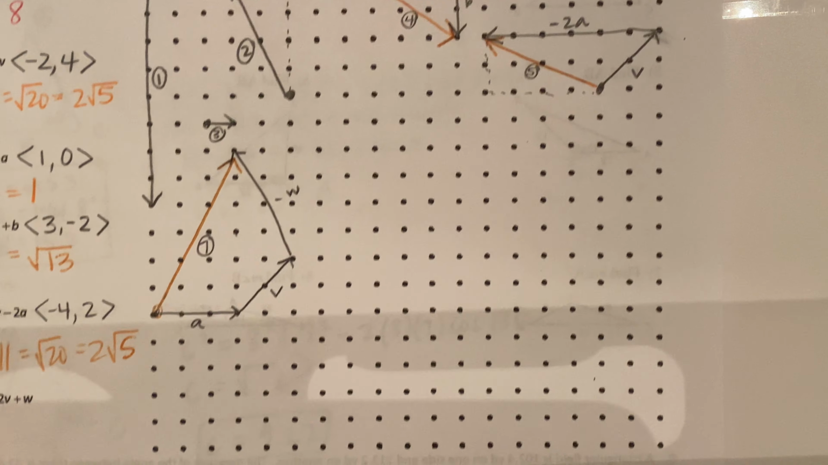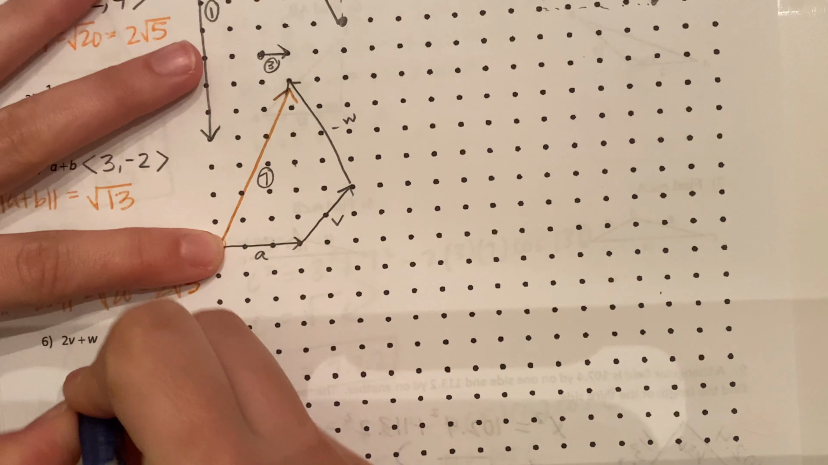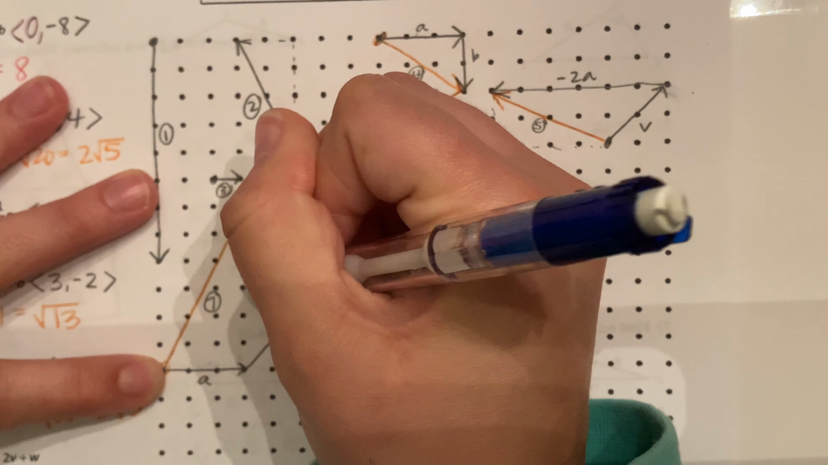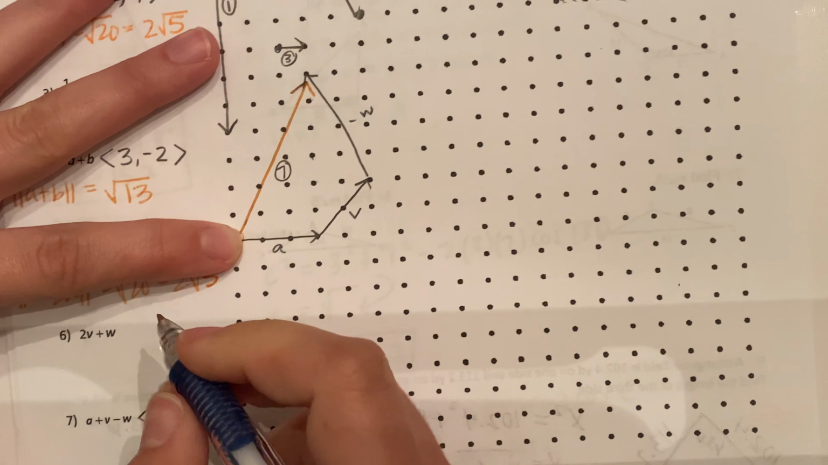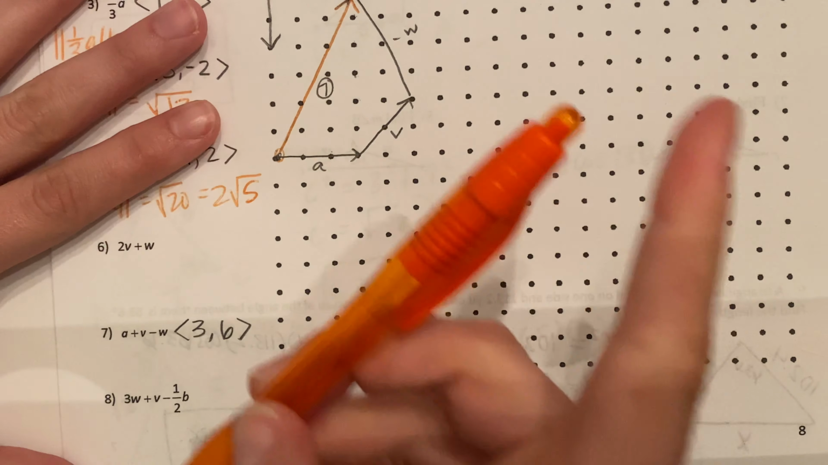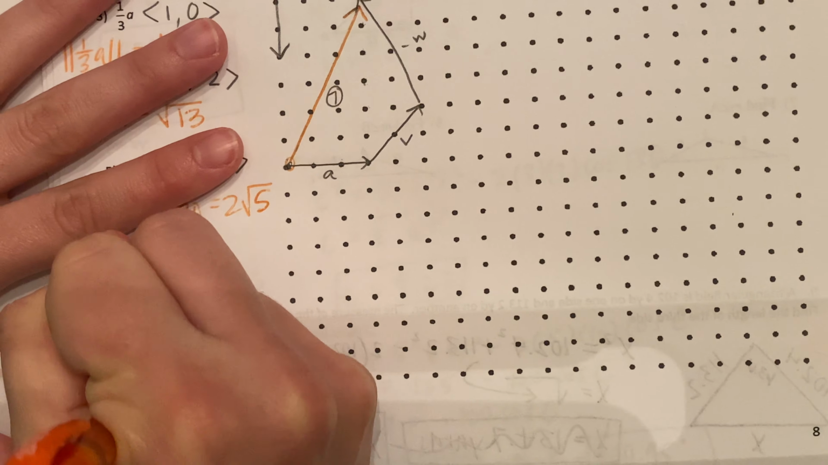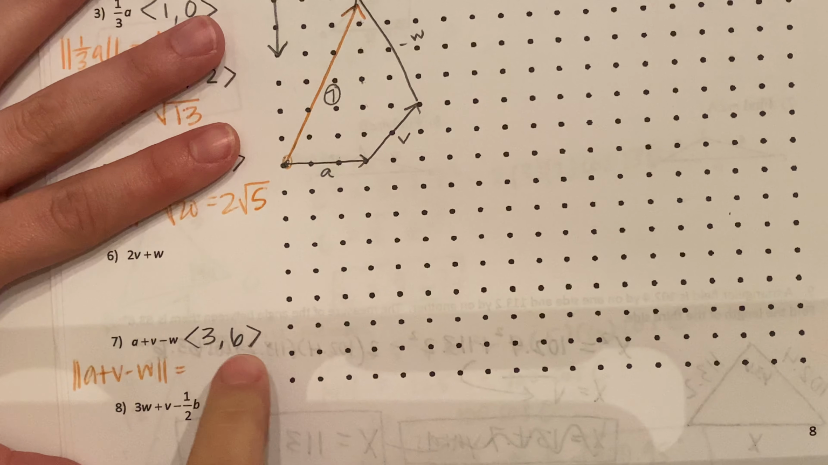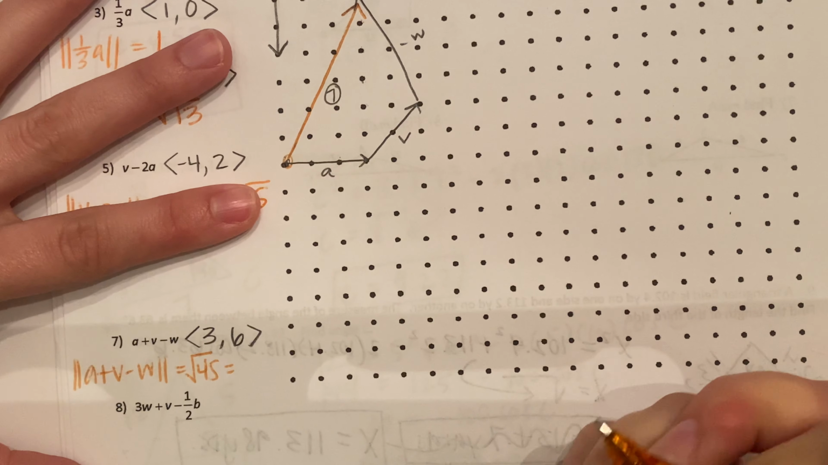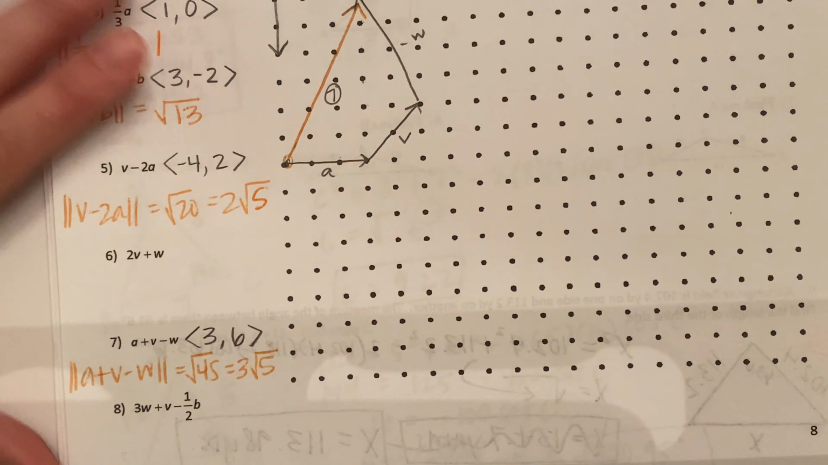Let's figure out the direction. So we went right, 1, 2, 3. And then up, 1, 2, 3, 4, 5, 6. So 3, 6. If we're doing the magnitude, A plus V minus W, 3 squared plus 6 squared is the root of 45. That's 9 times 5, so 3 root 5.